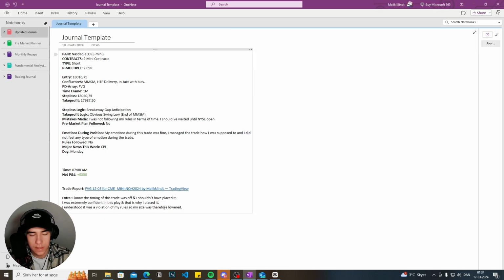Then the extra, this is basically where you write down what you didn't answer here, right? So I wrote down, I know the timing of this trade was off and I shouldn't have placed it. I was extremely confident in this play and that is why I placed it. I understood it was a violation of my rules, so my size was therefore lowered.